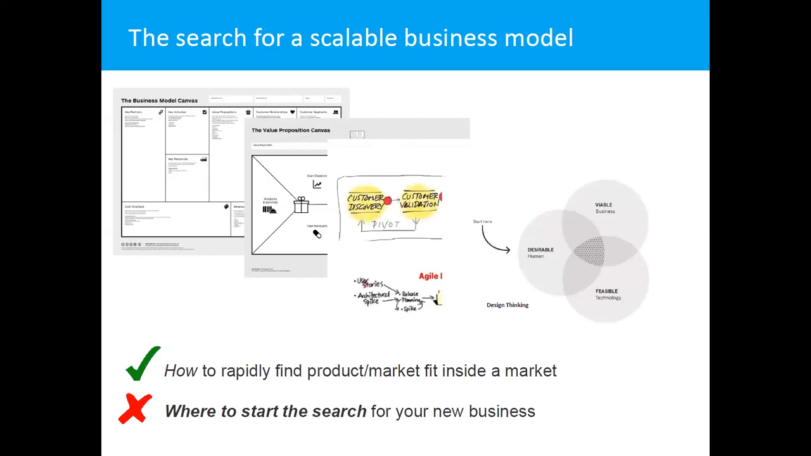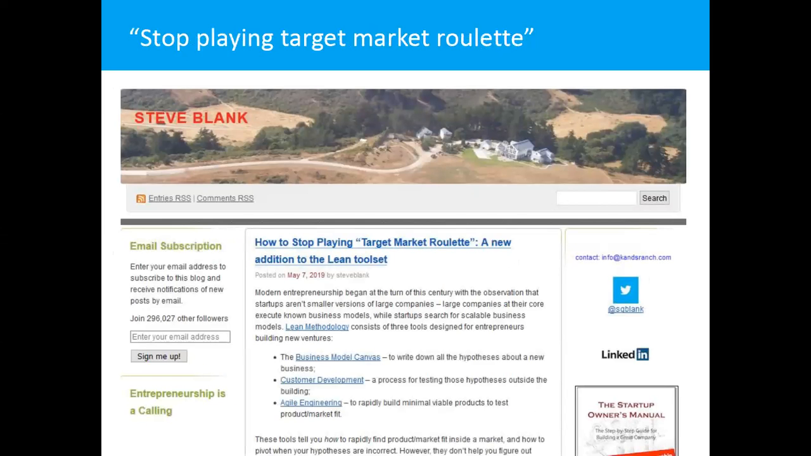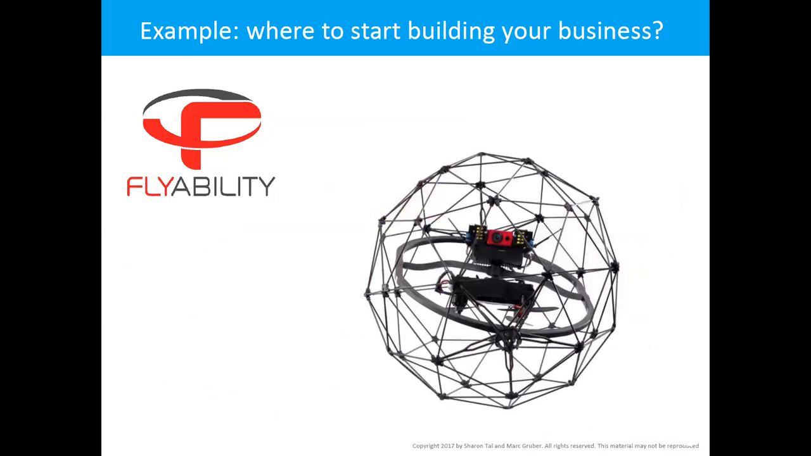However, while all these great tools tell us how to rapidly find product market fit inside a market or how to pivot quickly if our hypotheses turn wrong, what they don't tell us is where to actually start the search for our new business. This is why recently Steve Blank wrote a post about the Market Opportunity Navigator titled "Stop Playing Target Market Roulette." And the idea is the following. Before you zoom in to find your business model, you need to figure out where to actually search.